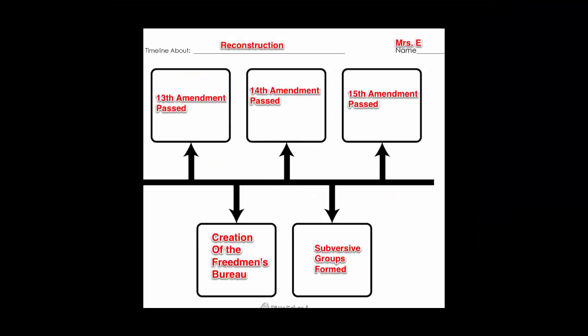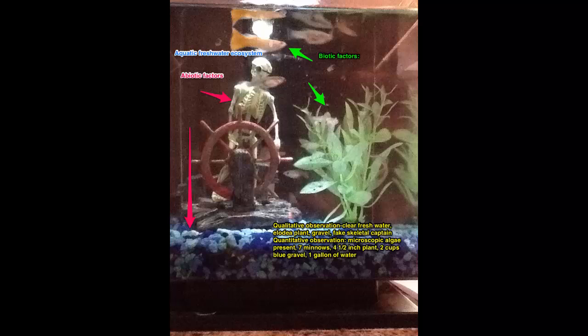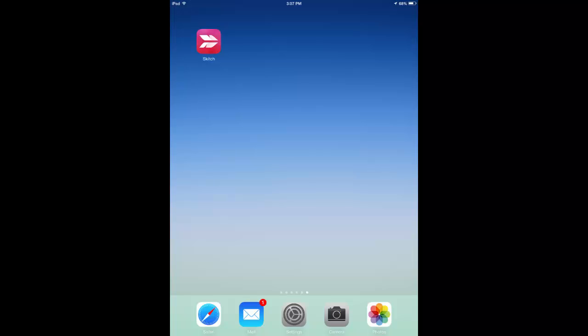There are many uses for the Skitch app. One is a timeline. In addition, you can use it in science for qualitative and quantitative observations, or you can use it pretty much for anything, maybe a famous person and famous quotes.